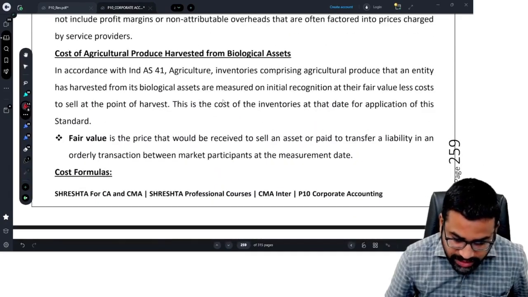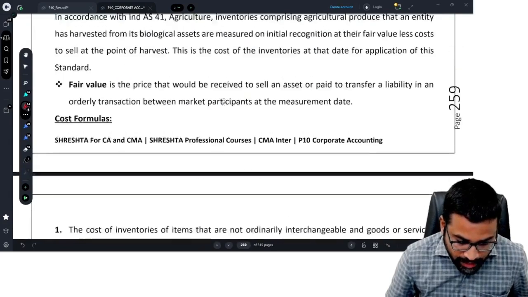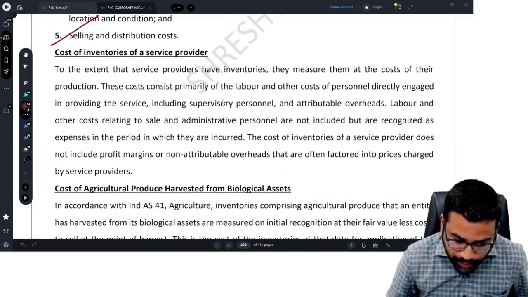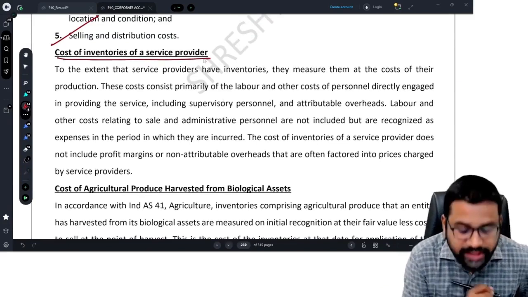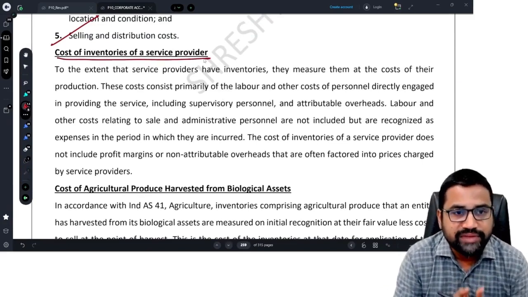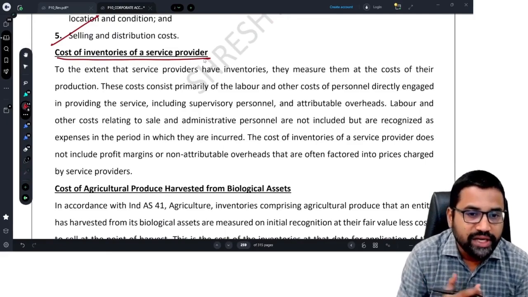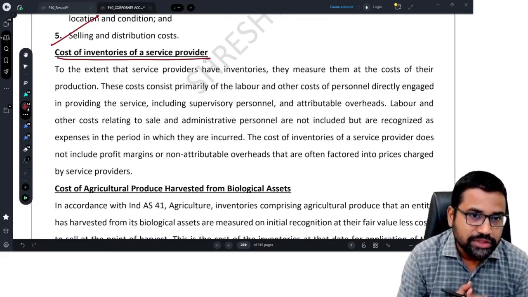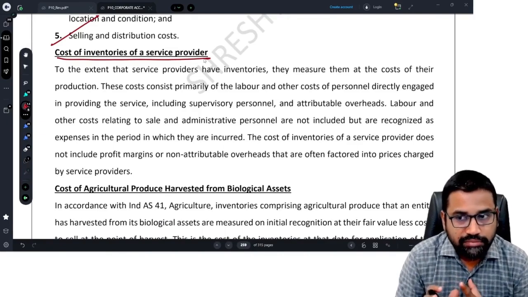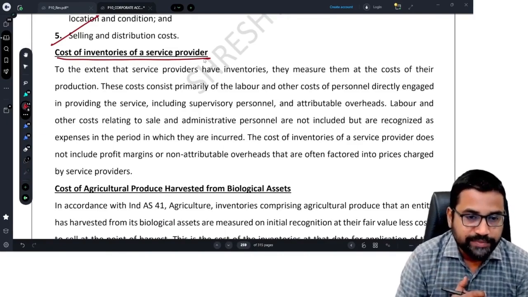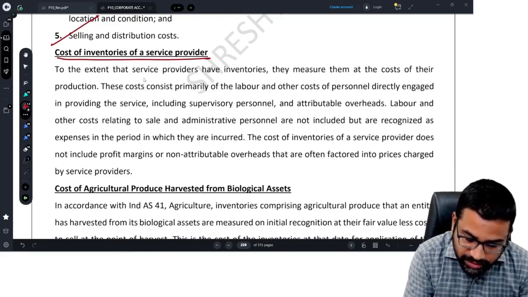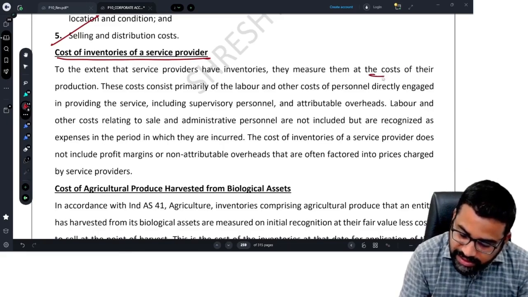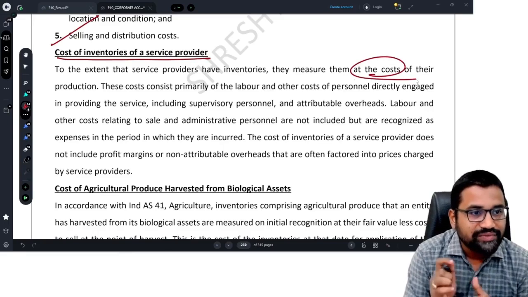Okay. Next, two more important things here. First is the cost of inventories of a service provider. Suppose I am a service provider, how will my inventories be measured? Generally, a service provider's inventory is measured at cost. To the extent the service provider has inventories, they measure them at the cost of their production.